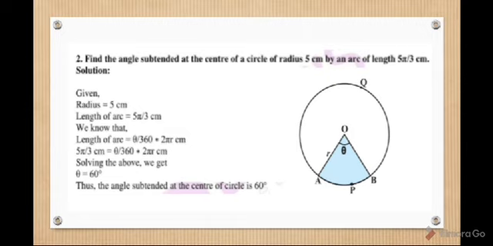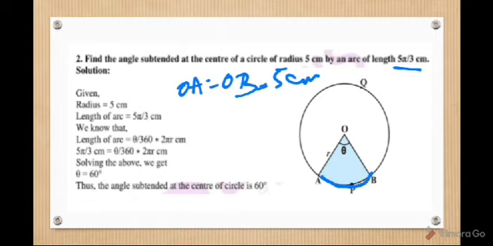Now question number 2: find the angle subtended at the center of circle of radius 5 centimeter by an arc of length 5 pi by 3 centimeter. Okay, so here the radius of the circle is given, that means OA is equal to OB is equal to 5 centimeter. Also the length of the arc is given as 5 pi by 3, that means this length of arc APB is equal to 5 pi by 3. You have to find the value of this angle theta.